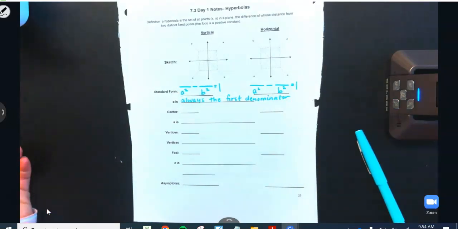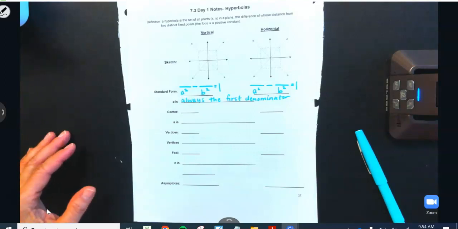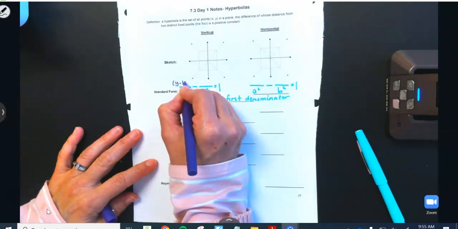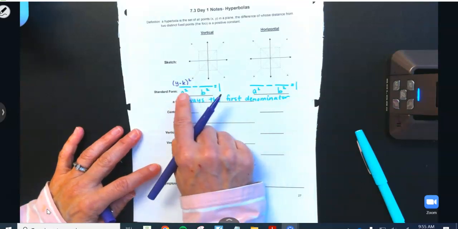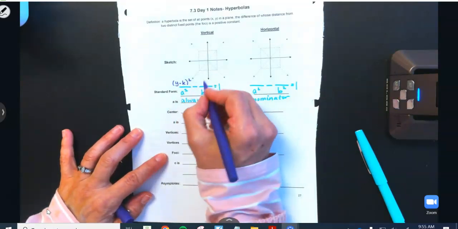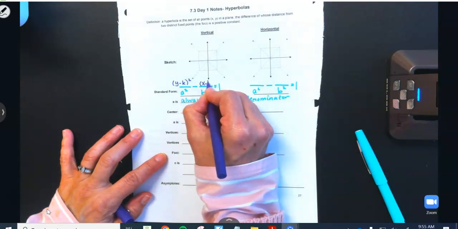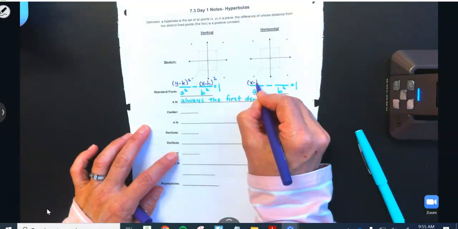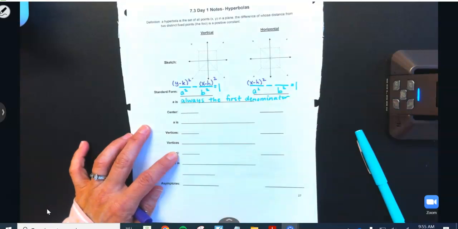So how are you going to tell whether it's vertical or horizontal? The numerators are going to start changing places. So look, over here, the y is going to come first, right? Y minus k squared in parentheses. And then write x minus h squared. That's how we know it's going to be a vertical. Now over here on the horizontal, put x minus h squared, then put y minus k squared. So that's how we'll know.